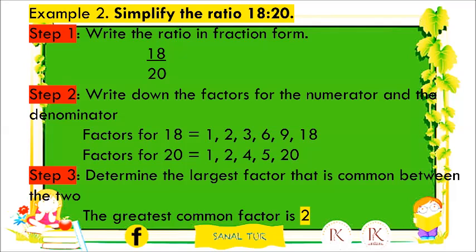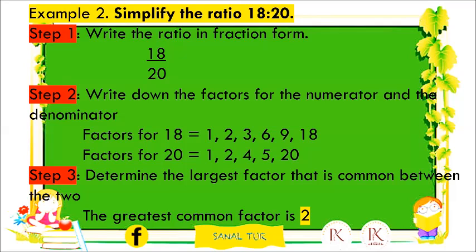Simplify the ratio 18:20. First step, write the ratio in fraction form. 18 over 20. Okay, we have here fraction form. Next, step 2, write down the factors for the numerator and then the denominator. So, what are the factors of 18 and 20?